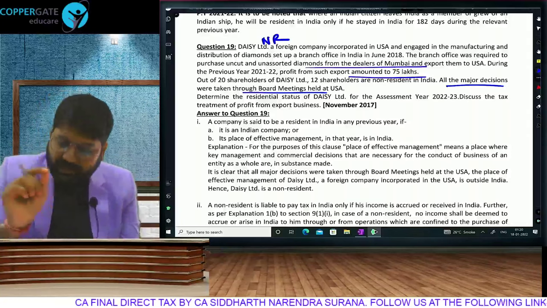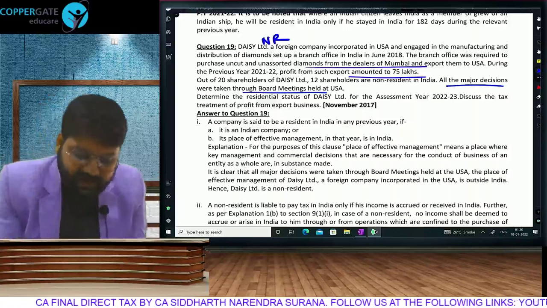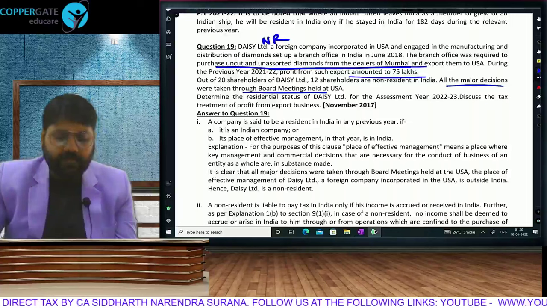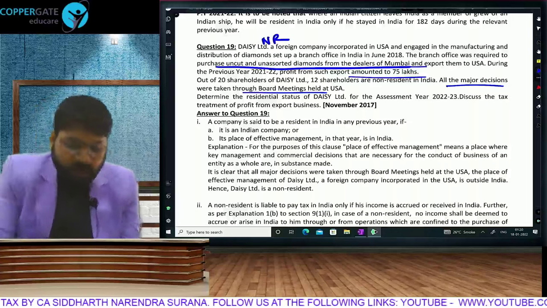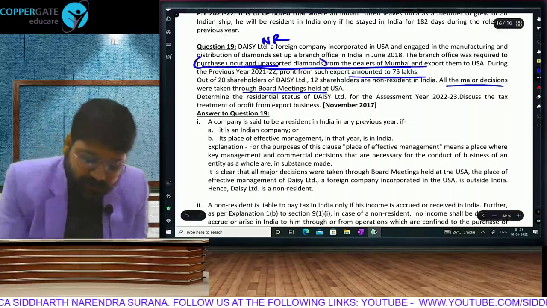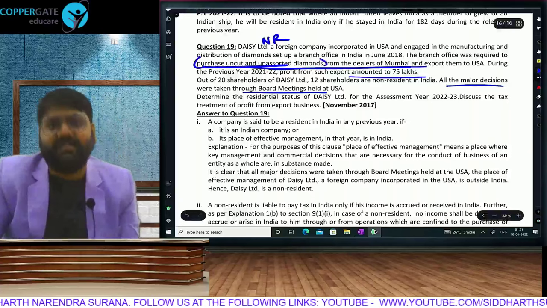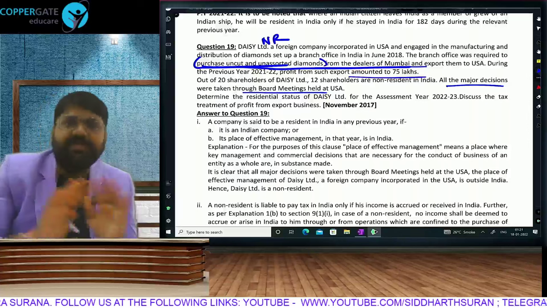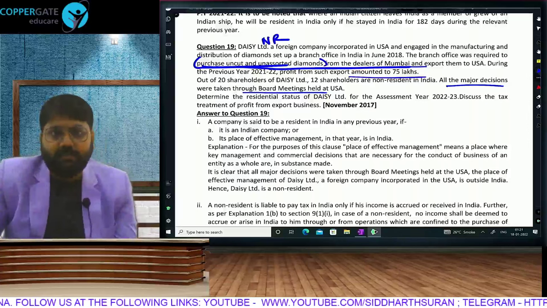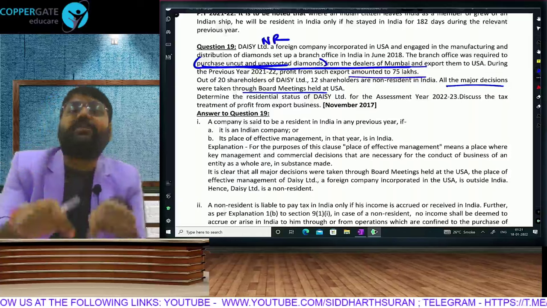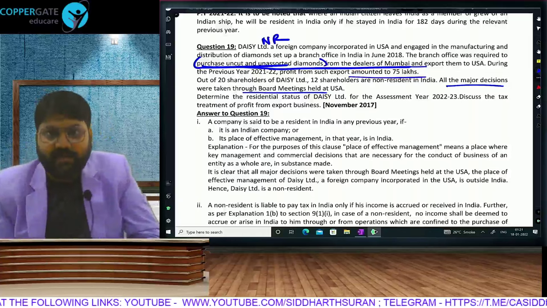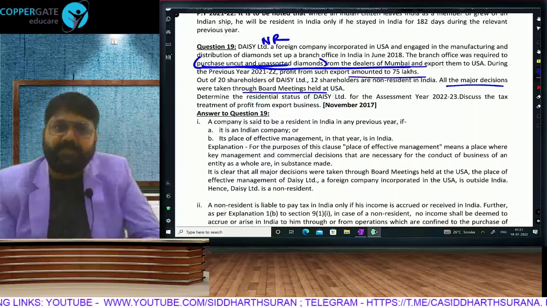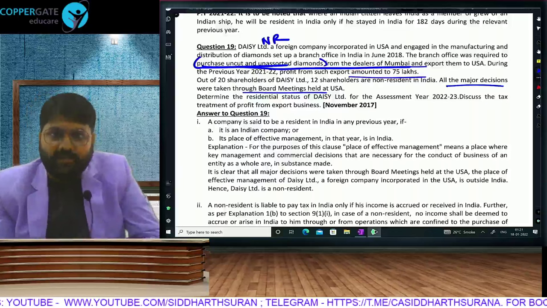If your activity is only for purchasing purposes, then that income will not be treated as Indian income. So, the question has used some confusing words. First, they have said that we have opened the office in Mumbai only for what purpose? To purchase. If you go by these words, that the responsibility of the Mumbai office is only purchasing work, then that income will not be treated as Indian income. But in case the Mumbai office is involved in the sale activity, other than the purchasing part, then there will be profits which will be deemed to accrue or arise in India.